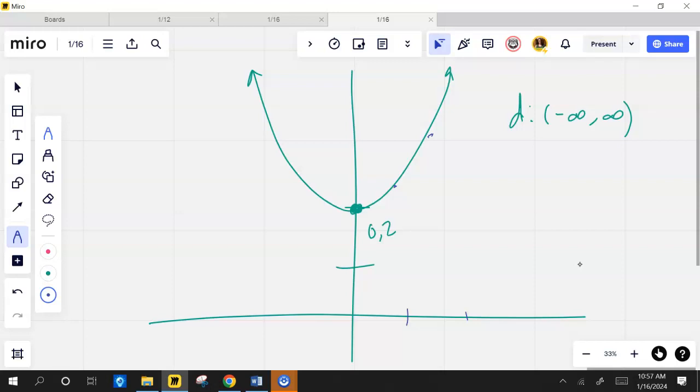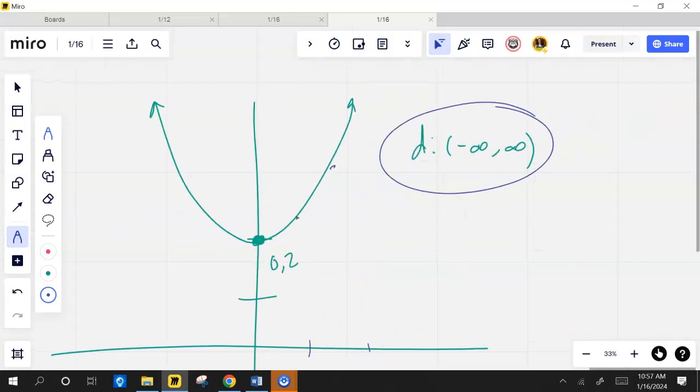And in fact, all quadratics have this domain. And that's important because I'm going to make you go back and do your domain and range on all your quadratics. Well, you already know that the domain is going to be the same on every single one. It's always going to be negative infinity to infinity. Y'all okay with that? The range is what's going to be different.